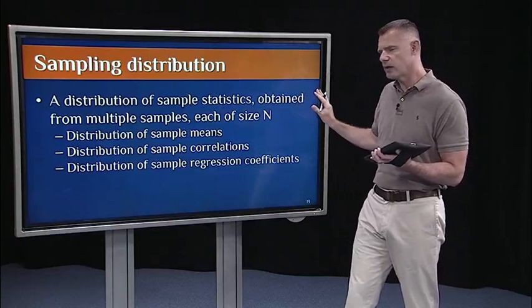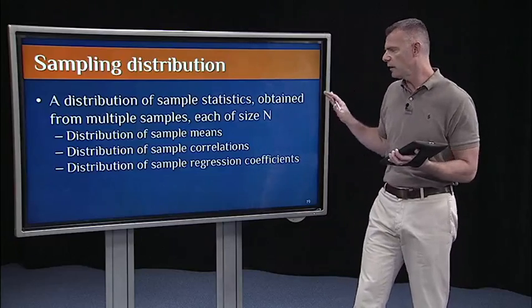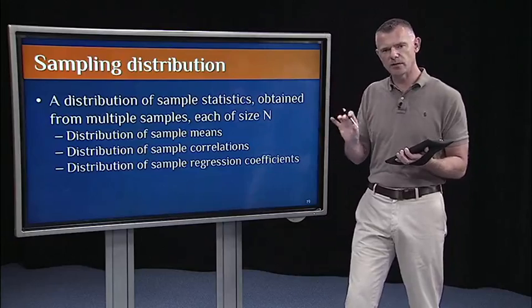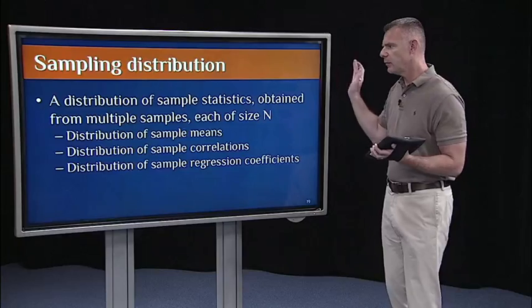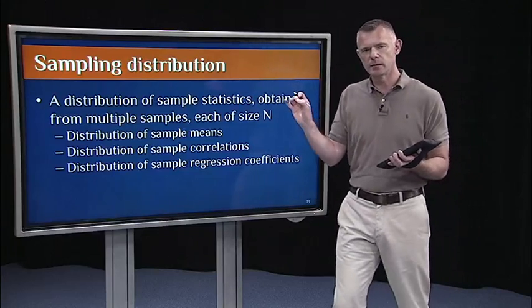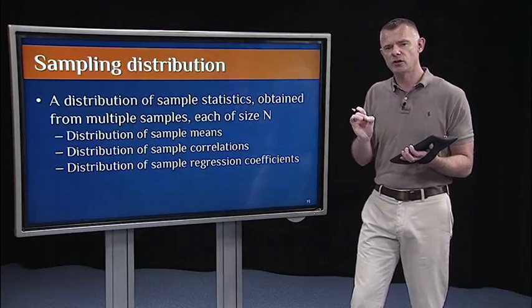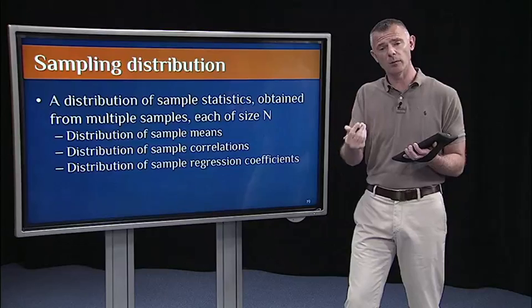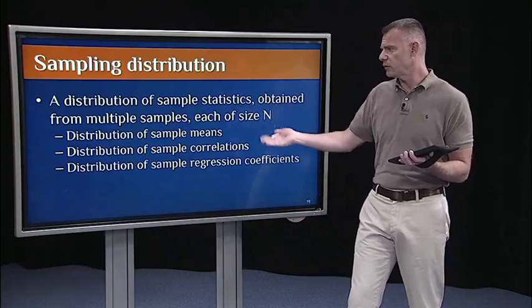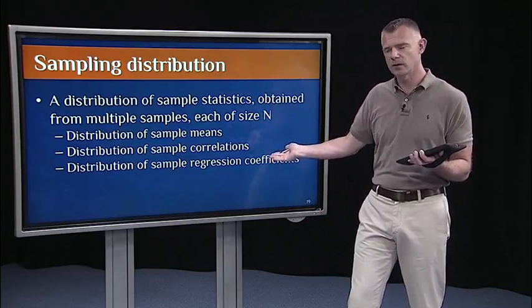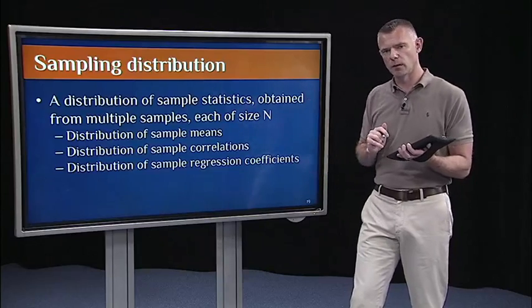It's a distribution of sample statistics obtained from multiple samples, assuming that they all have an equal sample size n. And again, remember that this is a hypothetical idea, this sampling distribution, but we need it to engage in null hypothesis significance testing and to obtain p-values and make probability judgments about samples. And again, we can get sampling distributions for any sample statistic, the mean, a correlation, or a regression coefficient, and lots of others going forward in the course.